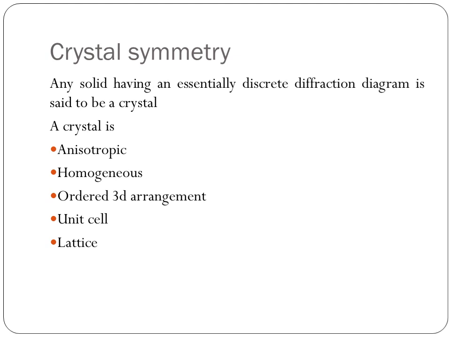Any solid having an essentially discrete diffraction diagram is said to be a crystal. Crystals are homogeneous and anisotropic solids, and the homogeneity is on the scale of a small number of atoms. Such a repeating unit is called a unit cell.